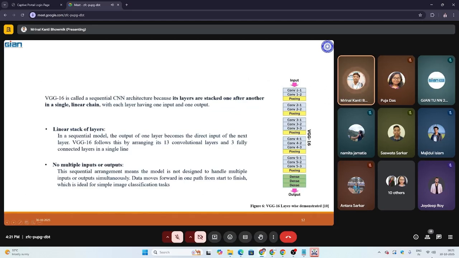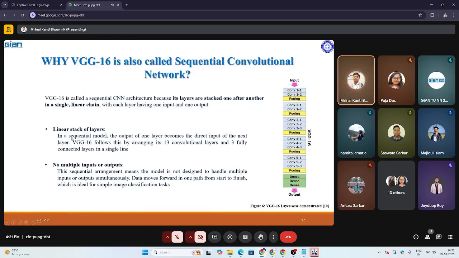Here each of the layers is stacked one after another in a linear chain, in a linear way. You already know the meaning of linear, one after another. Here each layer has one input and one output. Like when I give input for convolution 1 1, there is one input, and the output from convolution 1 1 will be the input of convolution 1 2. That is, every layer has one output and one input. So in a linear stack of layers in a sequential model, the output of one layer becomes the direct input of the next layer.